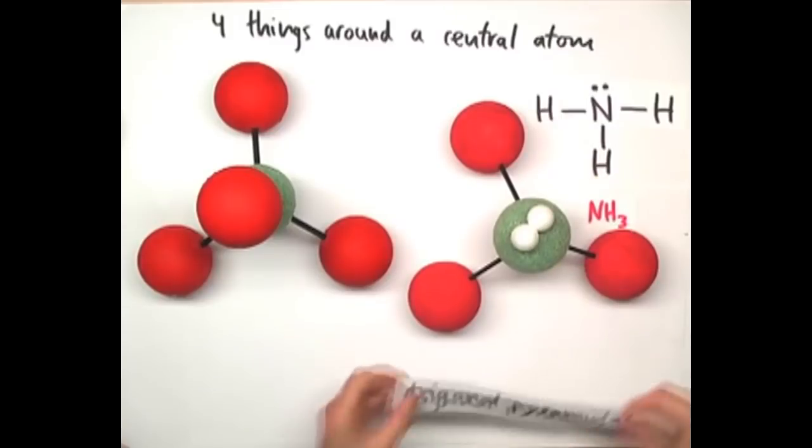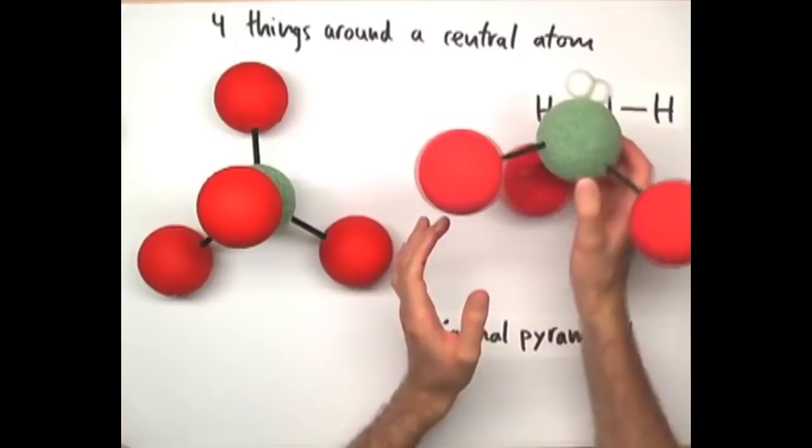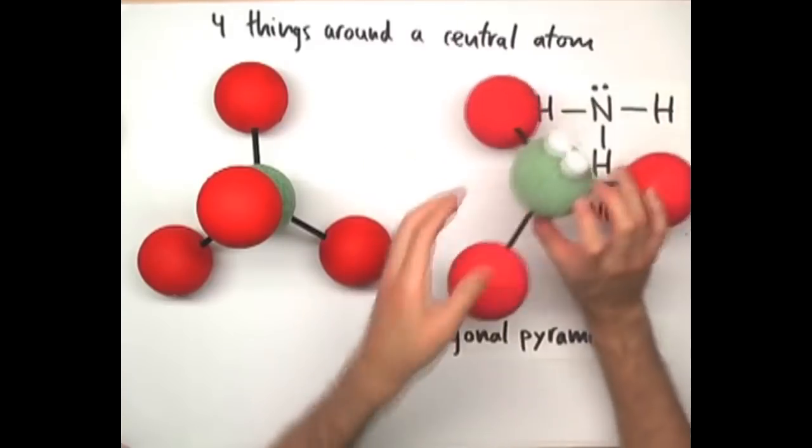So this has a shape that we call trigonal pyramidal. And we call it trigonal pyramidal because if you look at it from its side, it kind of looks like a pyramid, okay? Got these 3 atoms pointing down, all right?